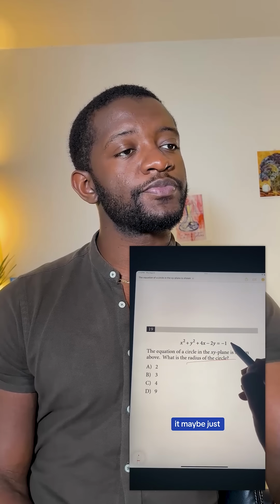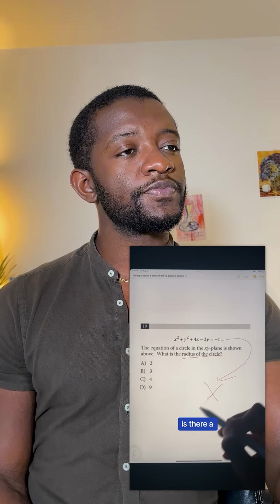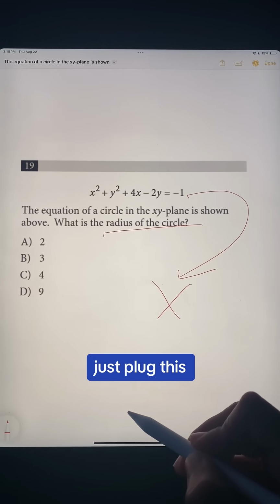Can you solve it? Maybe just turn this into standard form, complete the square for both terms, and is there a quicker way to do this? What if you just plug this into Desmos?